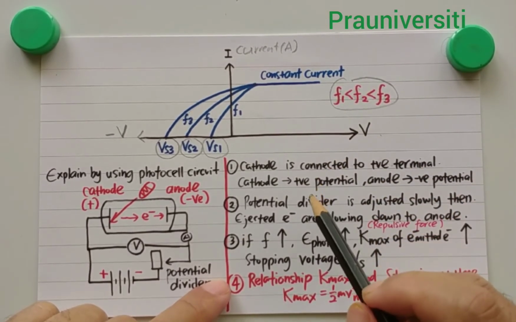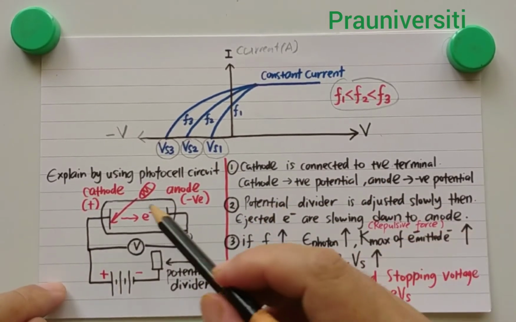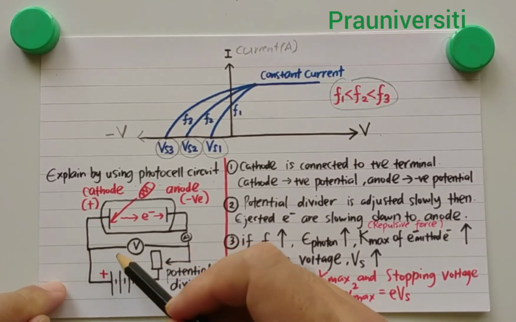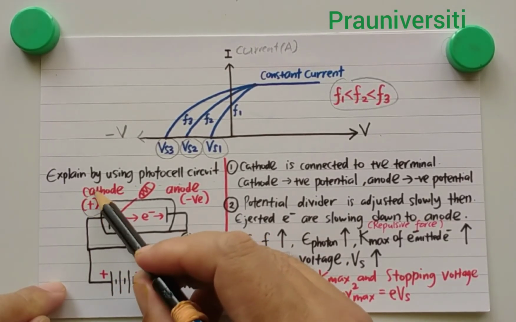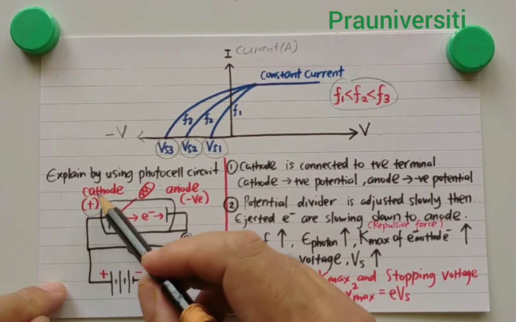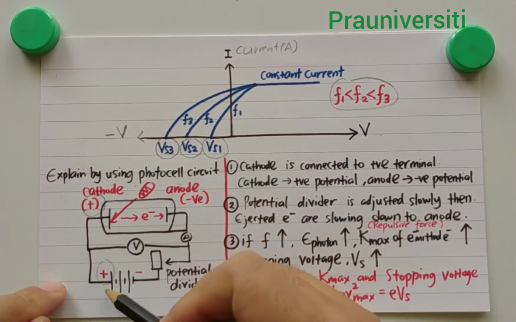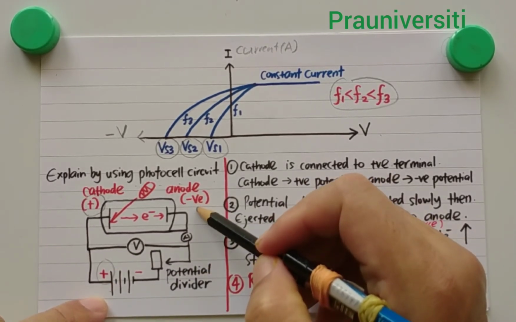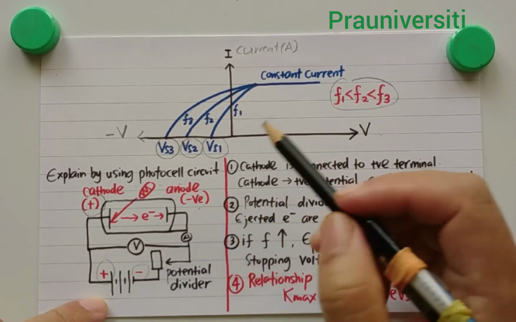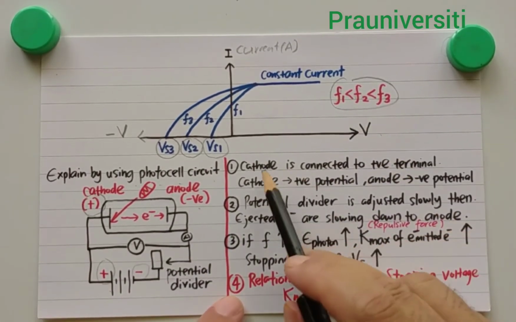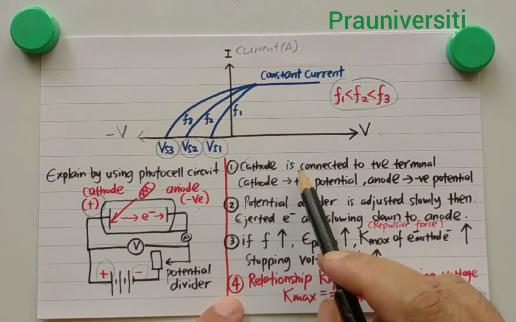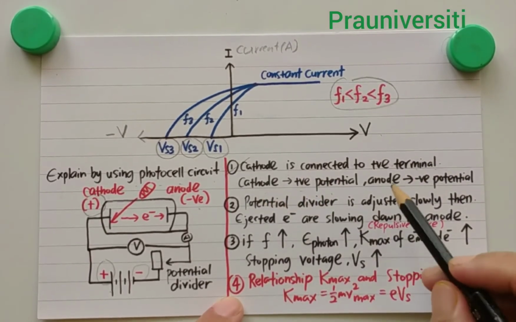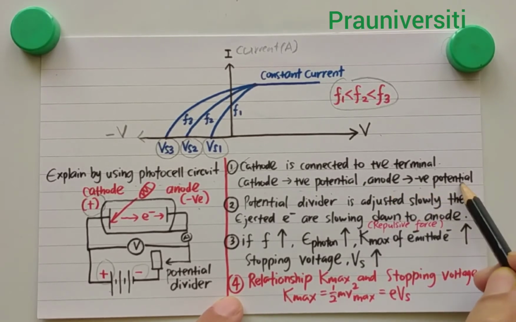So I just explain this one first, by using the photocell circuit. In this case, the cathode is at positive potential. Why? Because the cathode is connected to the positive power supply. The anode is at negative potential because it's connected to the negative terminal. Cathode is connected to the positive terminal, so the cathode is a positive potential and the anode is a negative potential.